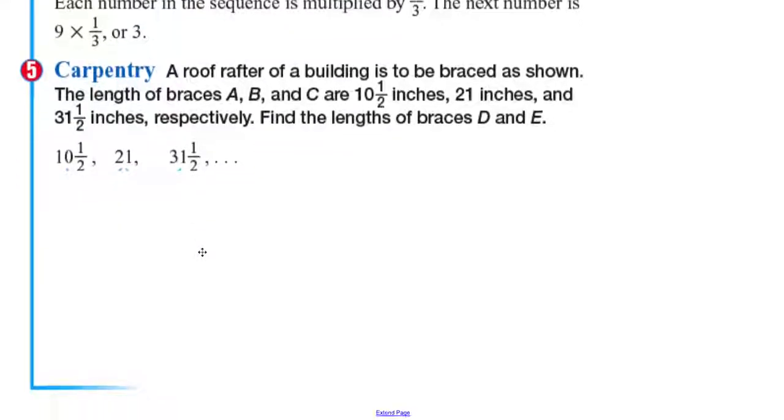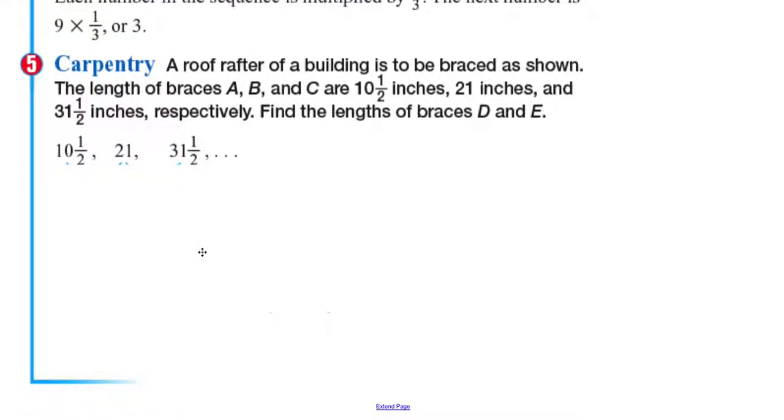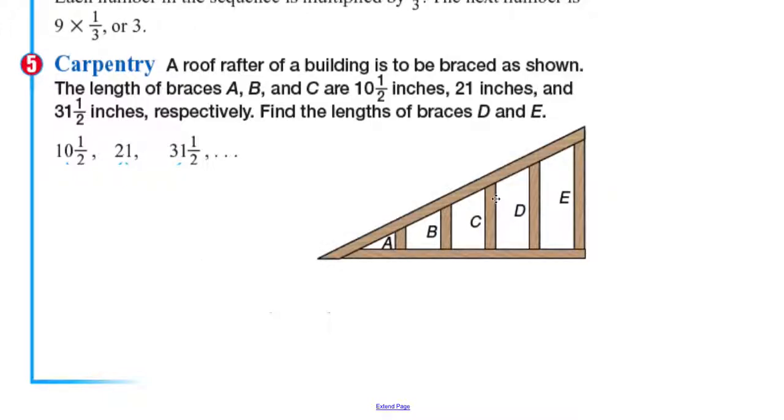Number 5. Carpentry. A roof rafter of a building is braced as shown. This is shown right here. The lengths of the braces A, B, and C are 10 and 1/2 inches, 21 inches, and 31.5 inches respectively. Find the lengths of braces D and E.